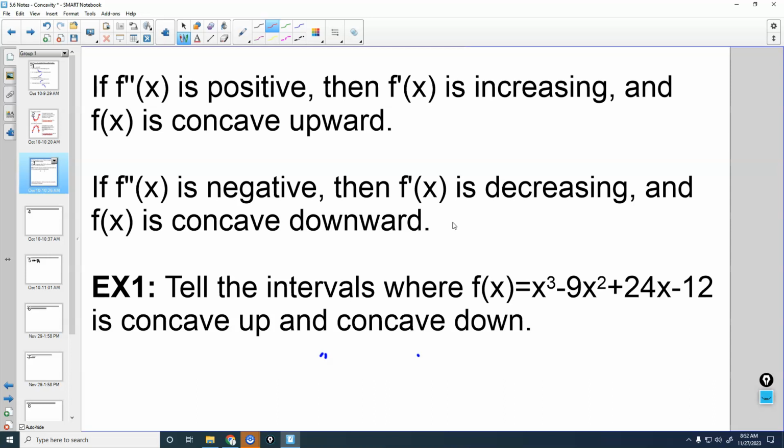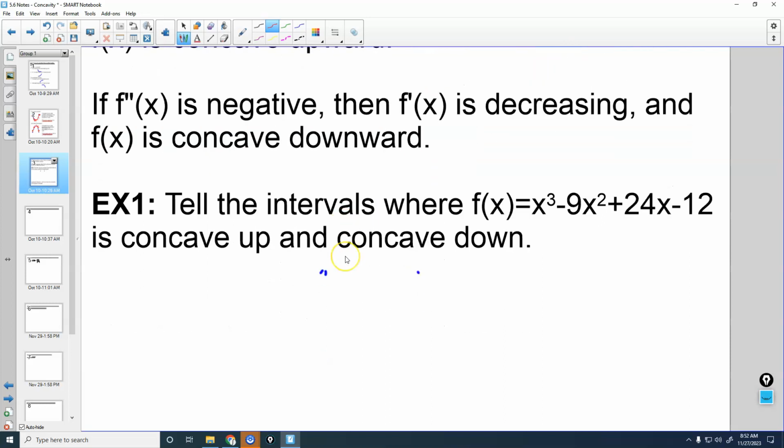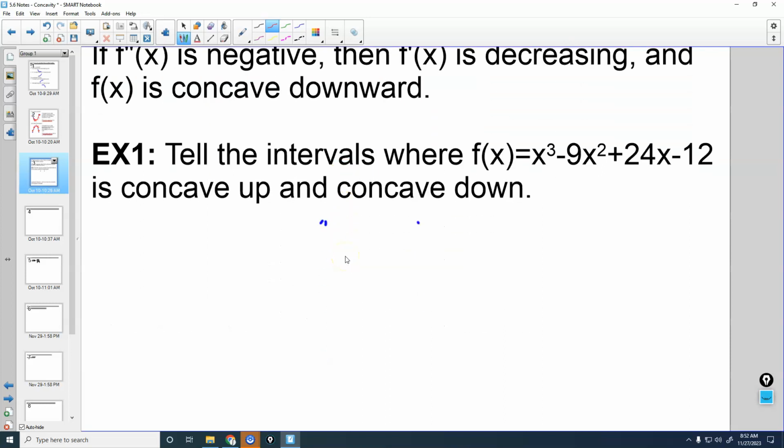So, in general, the best way, if you're given an equation, to talk about concavity is to look at that second derivative, because we can tell if a second derivative is going to be positive or negative at different points. Sometimes we'll be looking at a graph, and if we're looking at a graph, we might need to look at whether the derivative is increasing or decreasing. So let's look at our first problem that we have right here.